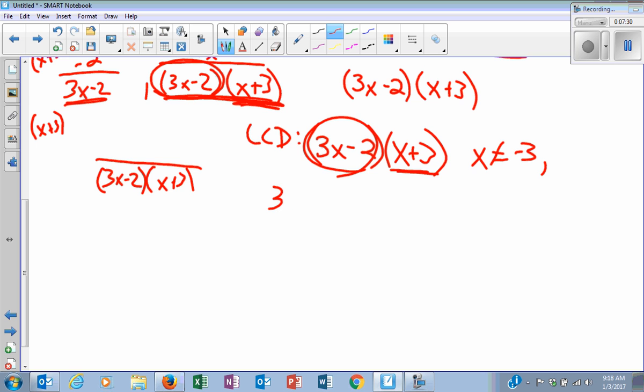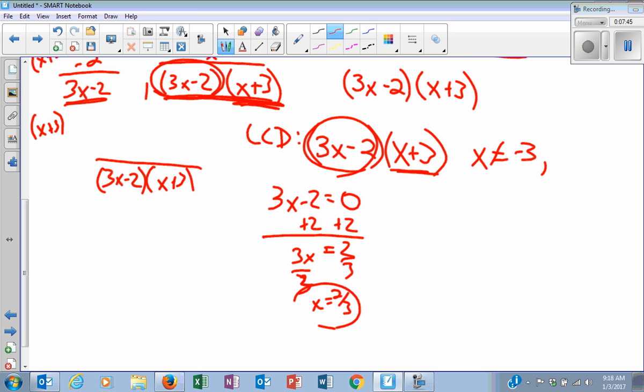So again, set it equal to 0. Plus 2, 3x equals 2, divided by 3, divided by 3, x equals 2/3. If I put that in, that would make the denominator 0, which is no good. So 2/3 is also part of the restrictions.